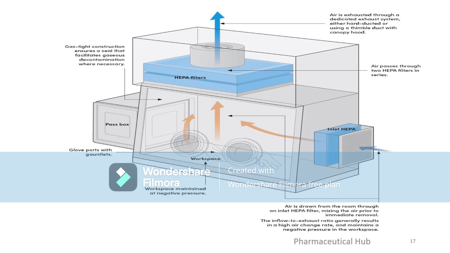Glove ports. The user interacts with the materials inside the cabinet using built-in, sealed glove ports. This maintains a physical barrier, ensuring the user's safety. Exhaust. All air is exhausted through 2 HEPA filters in series. This double filtration system provides a high level of confidence that no airborne contaminants are released into the environment. The exhausted air is sent to a dedicated exhaust system, ensuring it's safely removed from the building.